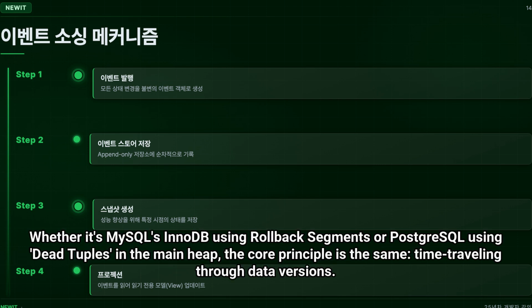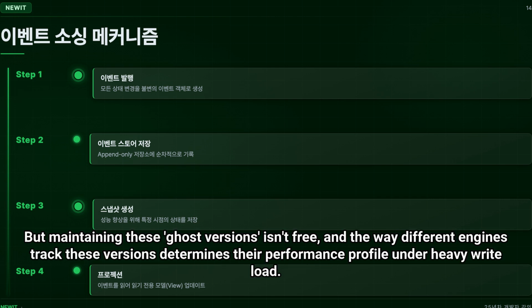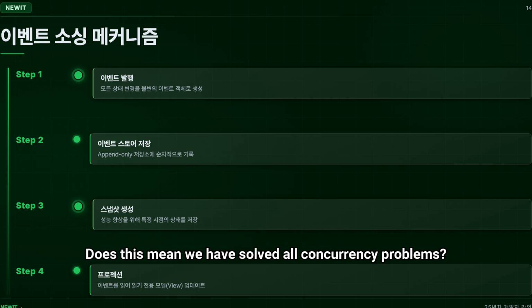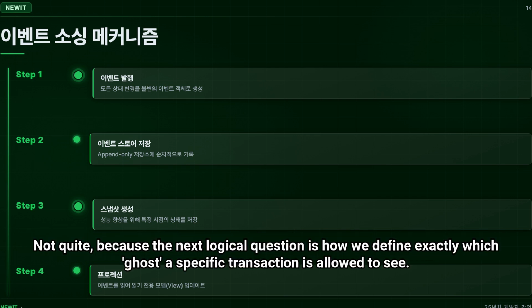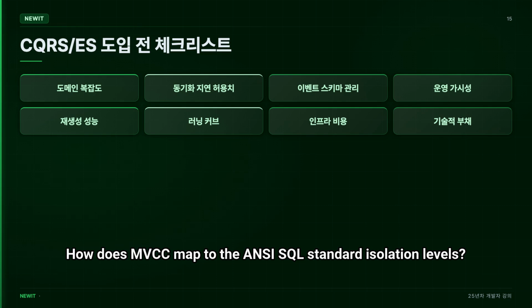Whether it's MySQL's InnoDB using rollback segments or PostgreSQL using dead tuples in the main heap, the core principle is the same: time traveling through data versions. But maintaining these ghost versions isn't free, and the way different engines track these versions determines their performance profile under heavy write load. Does this mean we have solved all concurrency problems? Not quite, because the next logical question is how we define exactly which ghost a specific transaction is allowed to see. How does MVCC map to the ANSI SQL standard isolation levels?